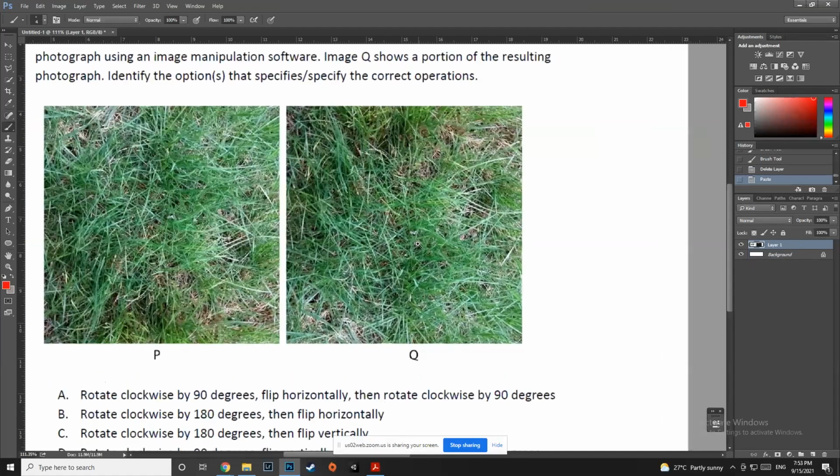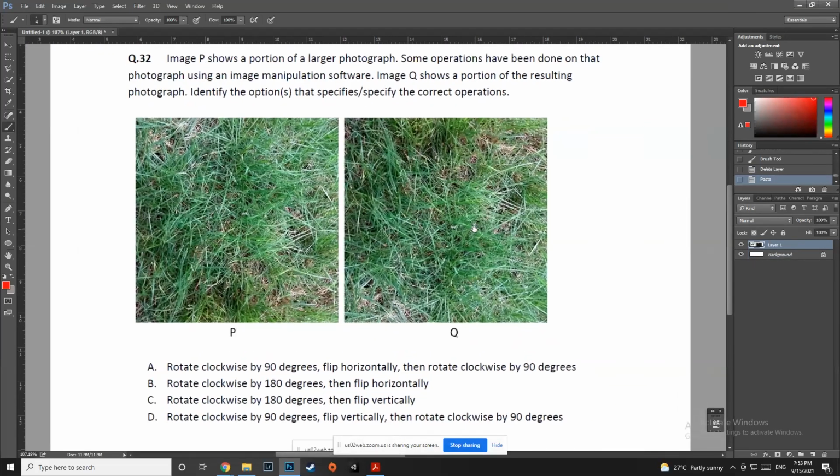Image P shows a portion of a larger photograph. Some operations have been done on the photograph using image manipulation software. Image Q shows a portion of the resulting photograph. Identify the option or options that specify the correct operations. So in option A, they're saying if you rotate the image by clockwise 90 degrees, then flip it horizontally, then rotate it again clockwise 90 degrees, you get Q. And like that you have to go through all options. So which of the operations when done on P will end up giving you Q is what they're asking.